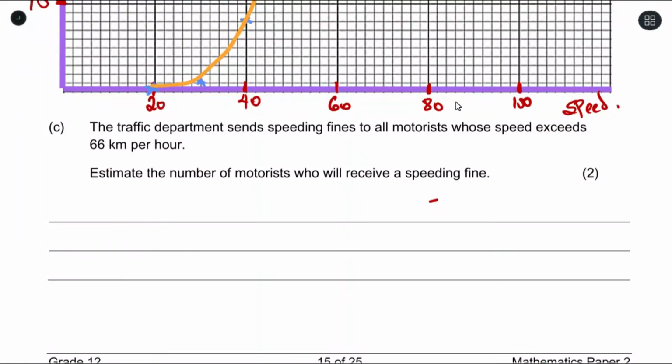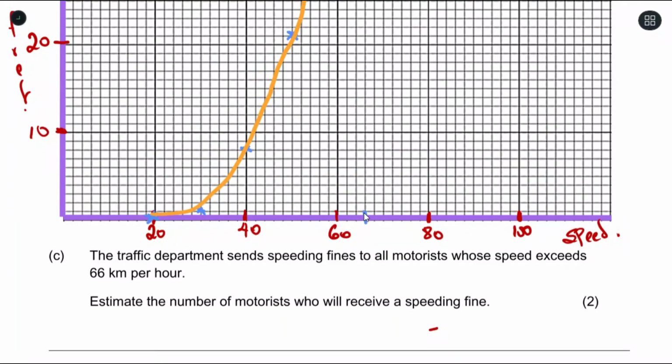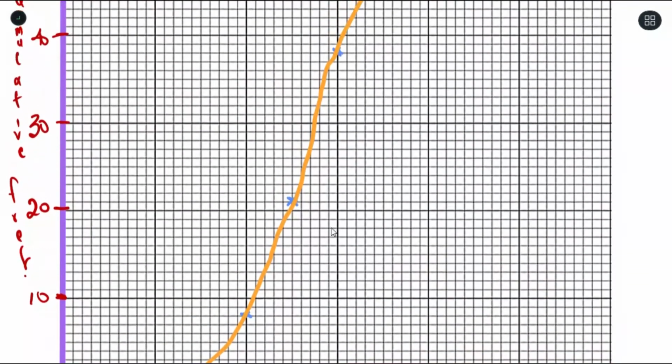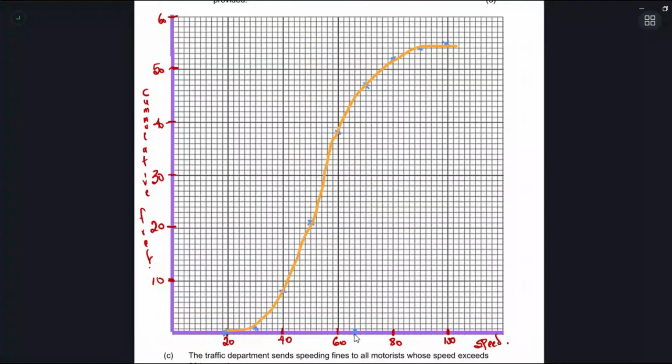Now for C, it says the traffic department sends speeding fines to all motorists whose speed exceeds 66 kilometers per hour. Estimate the number of motorists who receive a speeding fine. Since we're looking for speeds above 66 kilometers per hour, 66 will be here, and we need to plot it to where it intersects with our graph, right? So we draw a line.